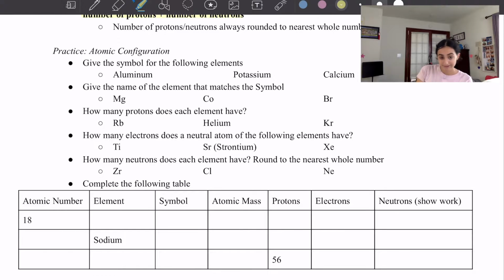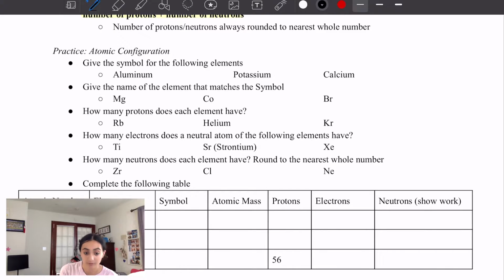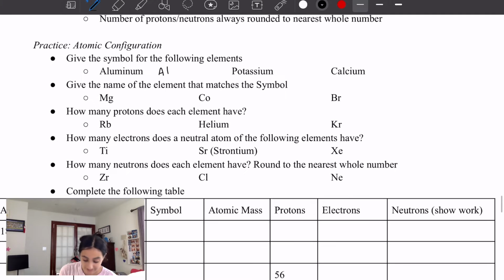Okay, so we are going to practice with atomic configuration and just work on naming the symbols. So we are going to start with the first row. We have aluminum. You can pause and do this on your own, or you can go with me. So let's start with the first row, the symbol for aluminum. If you look on your table, it is in the third row in the third column. It is Al. For potassium, it is in the fourth row in the first column. It is K. Calcium is in the fourth row in the second column, Ca.